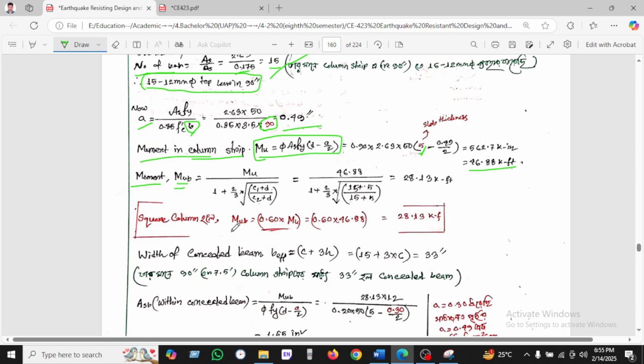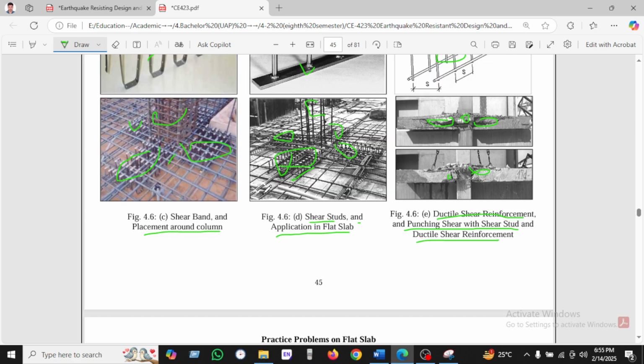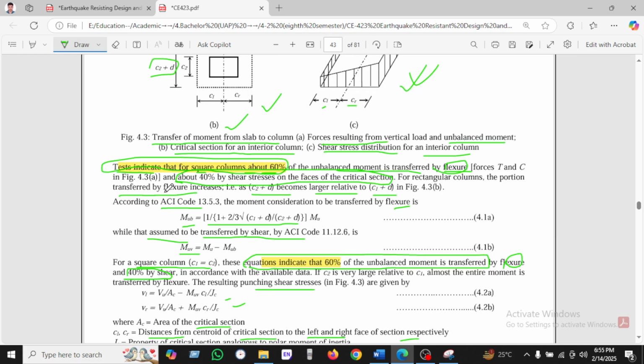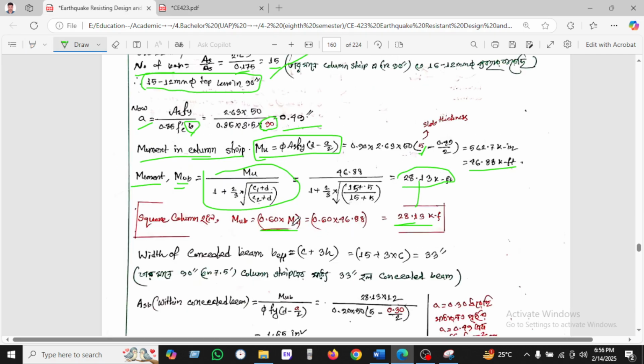As previously we have seen, 60% of the ultimate moment will be unbalanced, which is 28. But we can use this formula. The result would remain the same, as we have previously seen the 60%. Okay, this is the code, which indicates the same column about 60% of the flexure. So the equation says 60% of the unbalanced moment is transferred in flexure. So that's why we can use the 60% directly. On the other hand, we can use the hand calculation also. It depends on you.